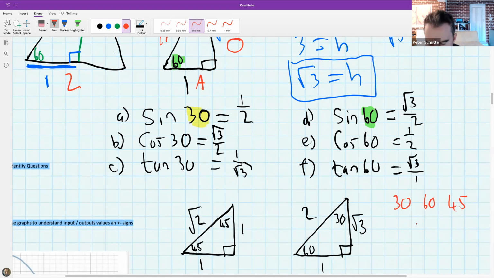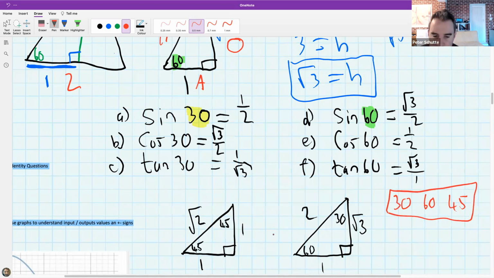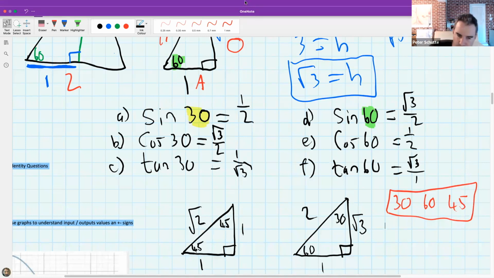If you have these triangles, you can find the value of a trig ratio for any of these special angles. And that was the point of the first half of the lesson. So just give me a quick thumbs up if you're feeling okay, thumbs down if you're feeling unsure about this content. Okay, awesome. I think you did very well.